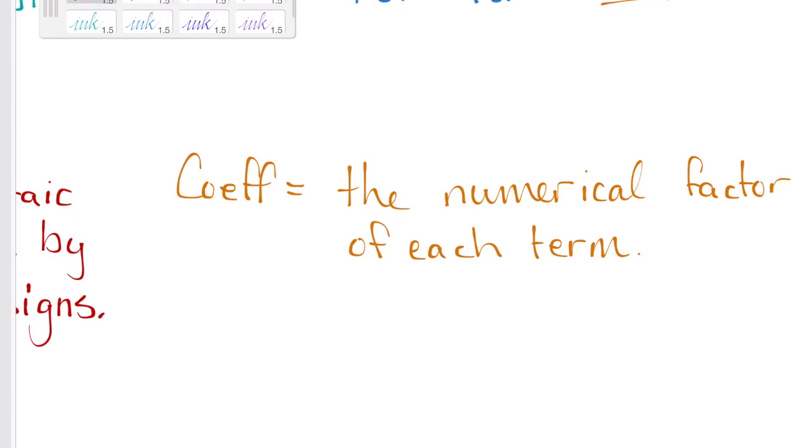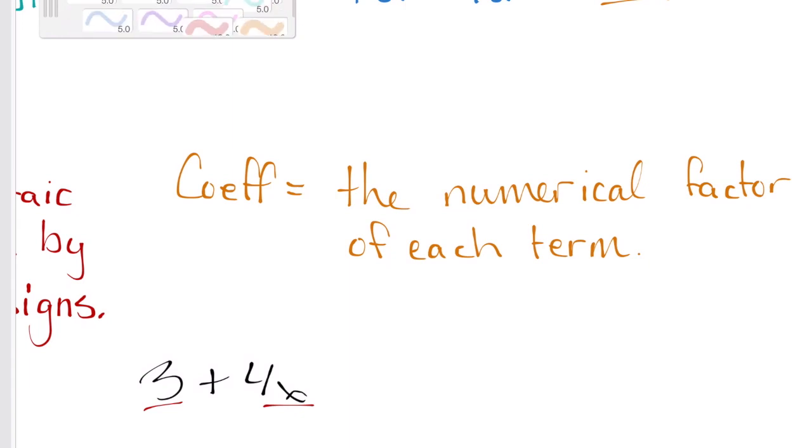So again, if I have something like 3 plus 4x, I have two terms. And then my coefficients are the numbers in front. So here we have the 3, it is its own constant coefficient. And then here the 4 is a coefficient for the x, because it's a number in front of the x. There's a 4 for that term.